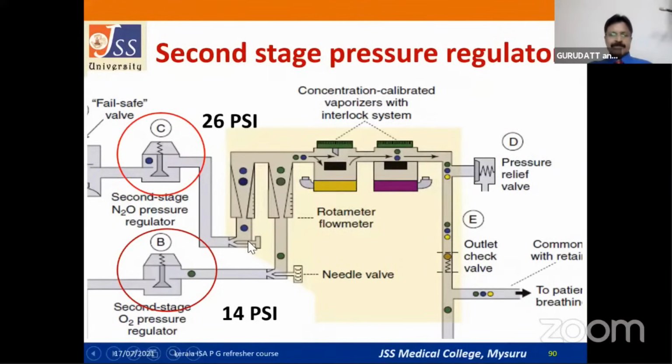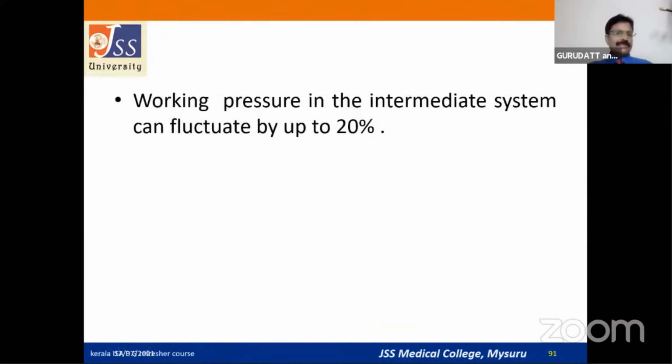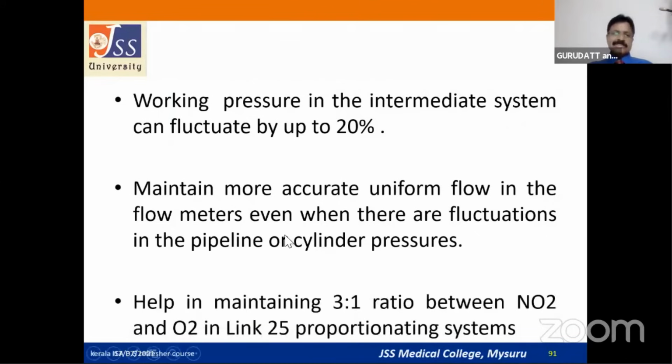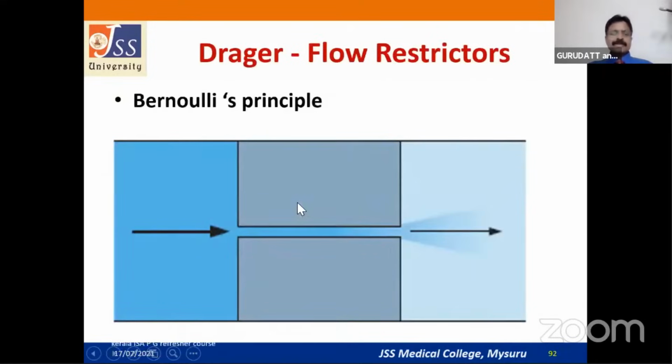So this is another very important thing. What is the advantage of reducing the pressures further? Because of the reduced pressures, gases continue to flow into the flow meters until the pressure inside the system drops down to either 14 psig of oxygen or 26 psig of nitrous oxide. Another point is, many times there can be a fluctuation of the pressures in the system by about 20%. Even though there is a fluctuation, the flow will be very accurate. So there won't be any problem. This is the advantage of having a second stage pressure regulator. But in Draeger, we don't have the second stage pressure regulator.